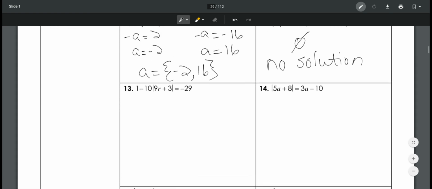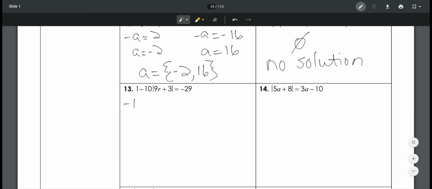The last two problems that we are going to do, 13 and 14, because I think this will be enough to kind of get the point across. In number 13, isolate the absolute value. So I'm going to subtract 1. That gives me -10 times the absolute value of 9r plus 3 equals -30. I'm going to divide both sides by -10. That gives me the absolute value of 9r plus 3 equals +3.